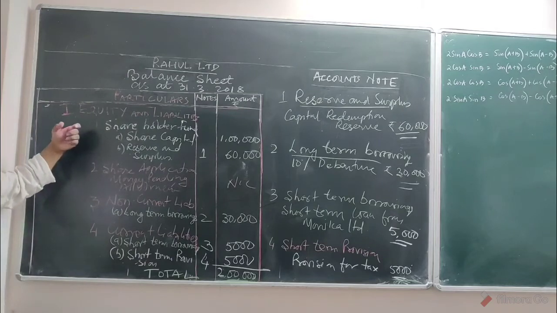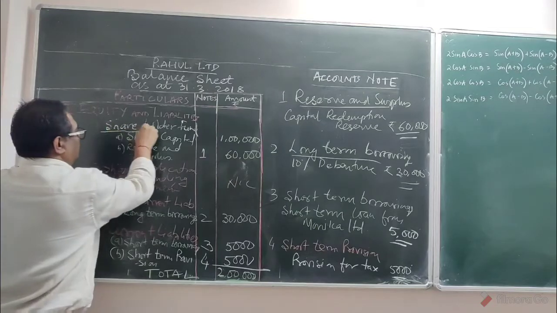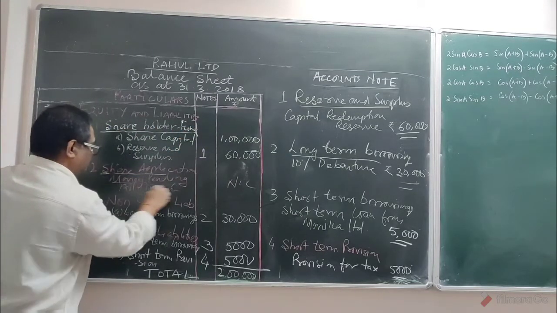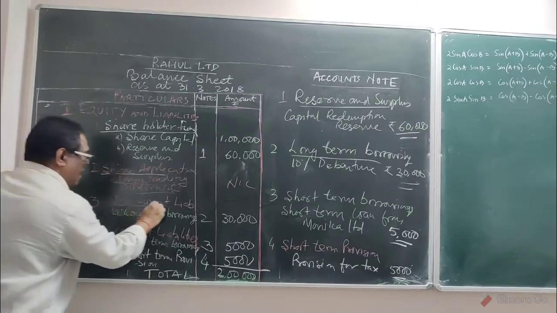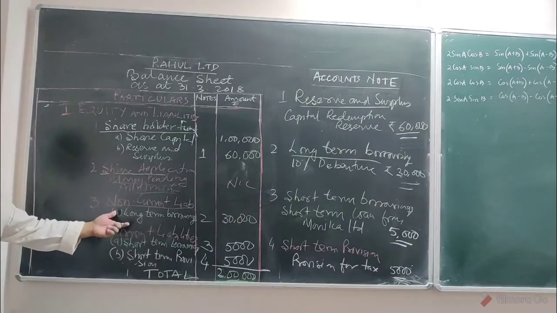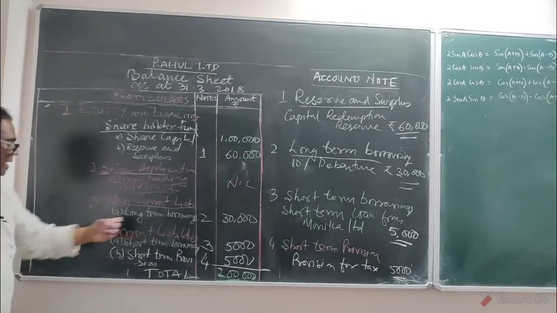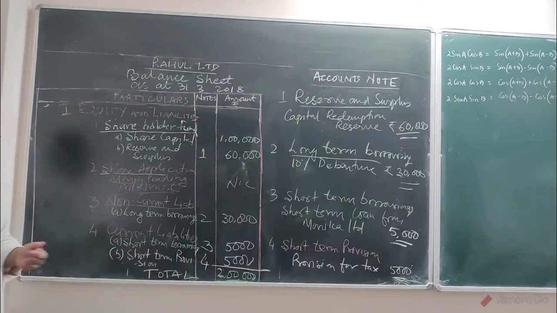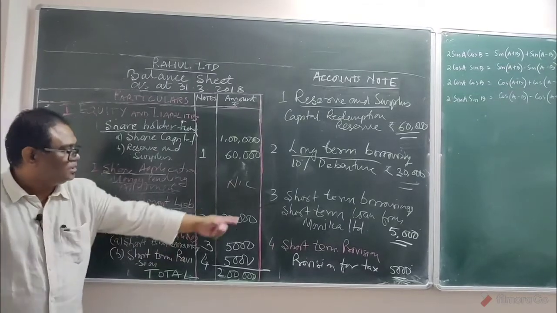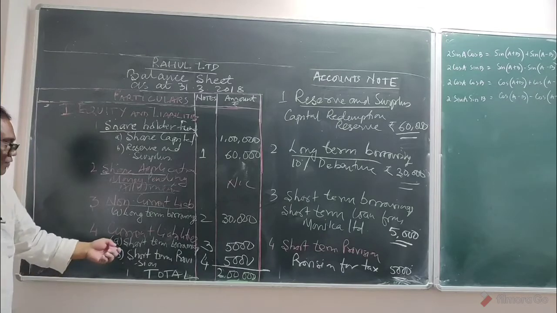So the major headings are here. Shareholders fund, this is the major heading here. Next we have share application money pending for allotment, that is nil. And we have non-current liabilities, only long-term borrowing, that is 10% debentures, as shown in account note number 2. So that is the reference here. And number 4 we have current liabilities. In current liabilities we have short-term borrowings, short-term loan from Monica Limited, 5,000 rupees.